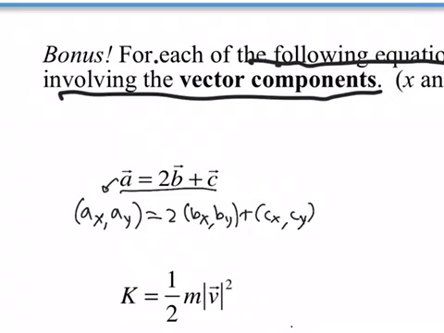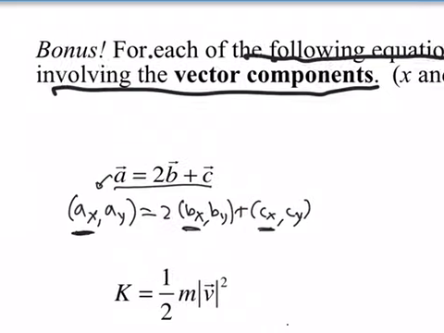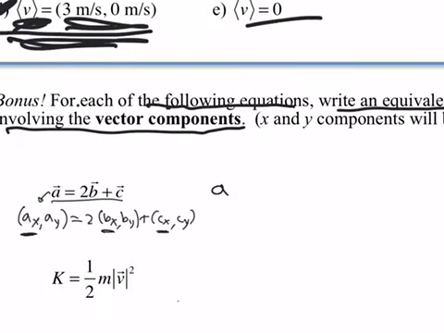And then note that we can take everything that's in the x component and we can just equate that. So actually what is equal is ax is equal to 2bx plus cx, and similarly ay is equal to 2by plus cy.